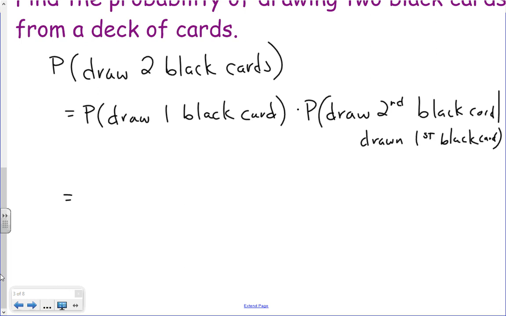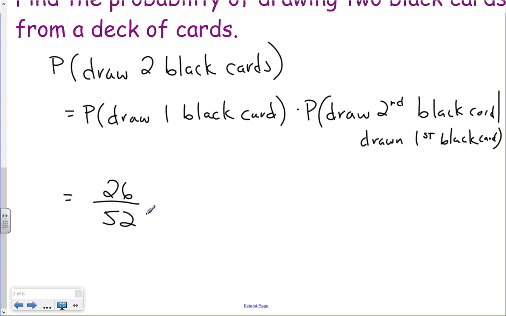So what's the probability of drawing the first black card? Well, half the deck is black. So that means 26 out of the 52 cards are black. So the probability of drawing the first black card on the deck is 26 out of 52. 26 cards are black out of a total of 52 cards in my sample space. There are 26 out of 52.